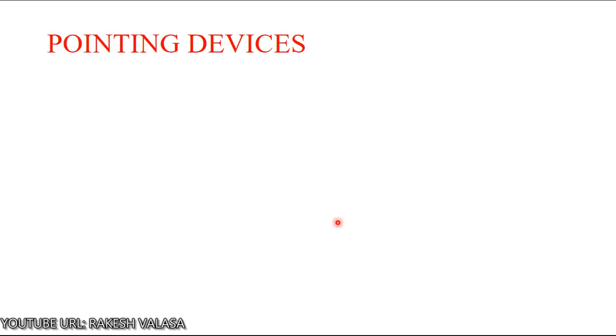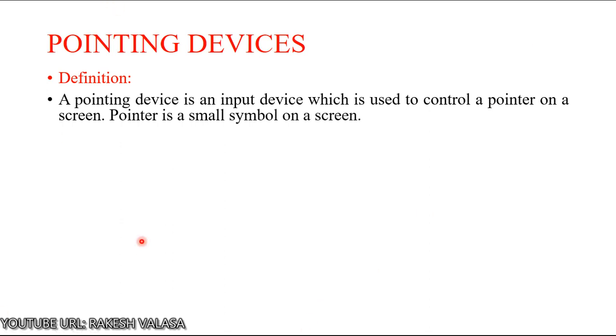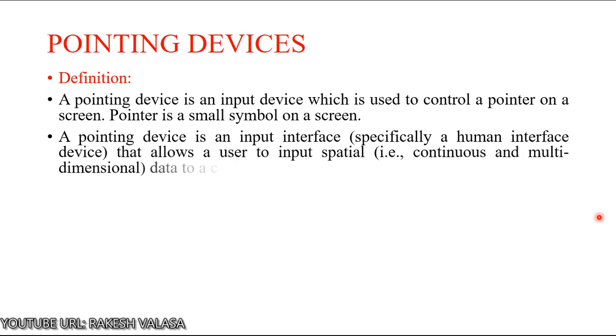Next we will discuss pointing devices. A pointing device is an input device which is used to control a pointer on a screen. A pointer is a small symbol on a screen. A pointing device is an input interface, especially a human interface device, that allows a user to input spatial, that means continuous and multi-dimensional, data to a computer.